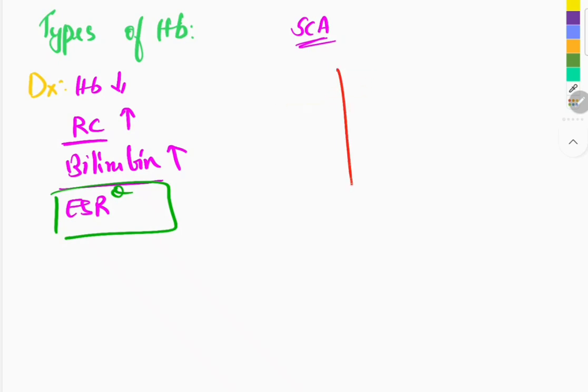Let me show you. You know what ESR is, right? Suppose I'm taking a blood sample. After some time, this will settle and form here. So this is what your ESR is. But in sickle cell anemia, you tell me what happens. Does ESR increase or decrease? The answer is ESR decreases in sickle cell anemia.